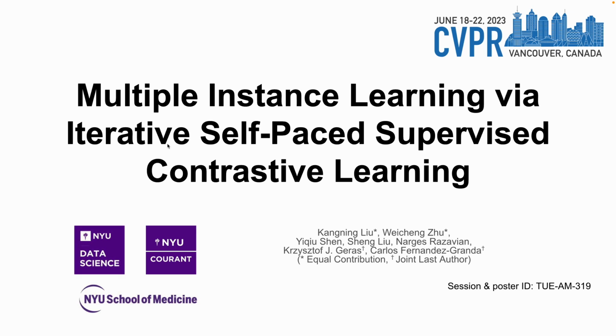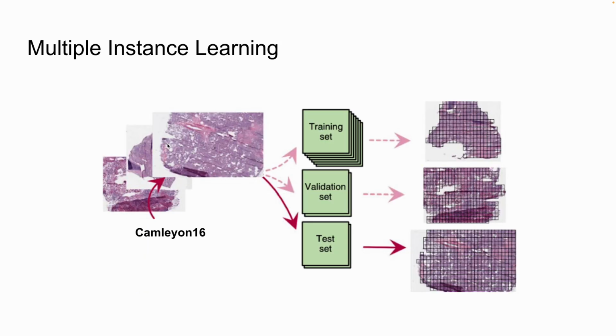We're very happy to share our paper on multiple instance learning via iterative self-paced supervised contrastive learning. In this paper, we aim to tackle multiple instance learning problems where we have a bag of instances, but we don't have instance-level labels. We only know the bag-level labels, which tell us whether there is at least one positive instance per bag or not.